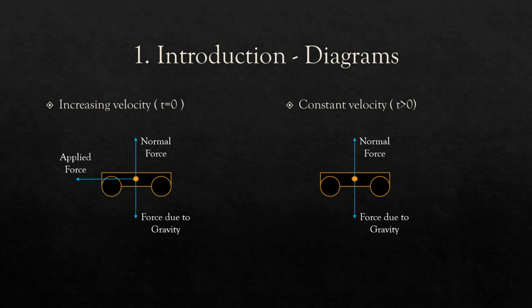For this lab, I applied an initial force on the cart before data collection was started to get it moving at a constant velocity. As seen in the diagram, after the initial applied force, the only forces on the cart are the normal force and the force due to gravity, which perfectly cancel each other out, leaving us with a net force of zero. This results in constant velocity motion.